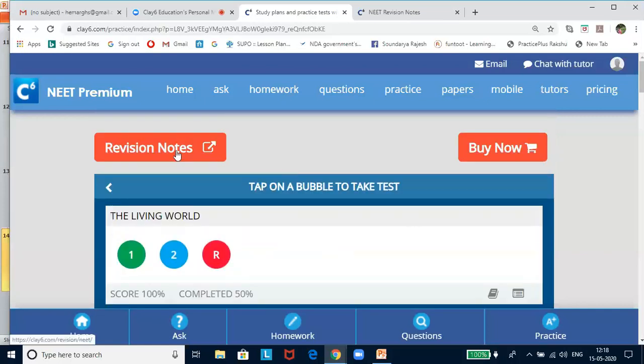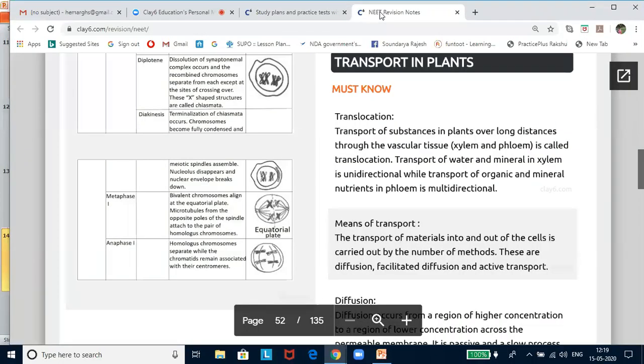Now when I click on this revision notes, it will pop up into a PDF, and this is the PDF which has been prepared, again looking into the needs of the student, taking NEET into consideration.